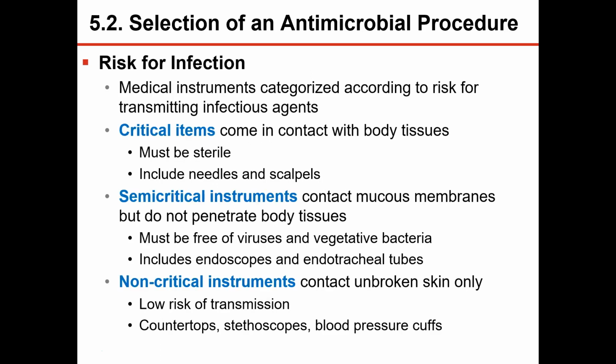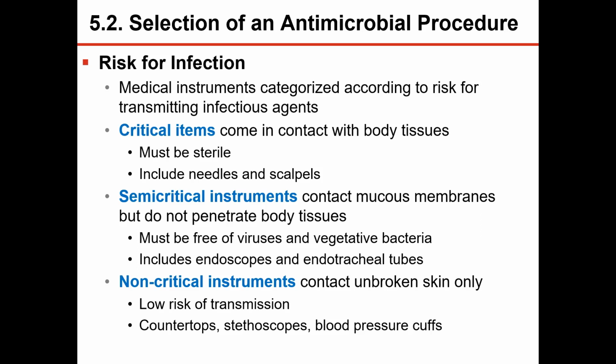So, risk of infection. This isn't necessarily for the cleaning crew as much as it is for, say, a clinical situation. We're dealing with patients, and so here we have three major criteria. Critical items are ones that are going to come into contact with body tissue. Typically, body tissue is sterile, so anything that goes in and touches body tissue has to be sterile also. This includes needles and scalpels. Nowadays, they're traditionally one-time use utensils, so you're not going to have to worry about cleaning them. It's much easier and more sanitary to just throw them away after one use.